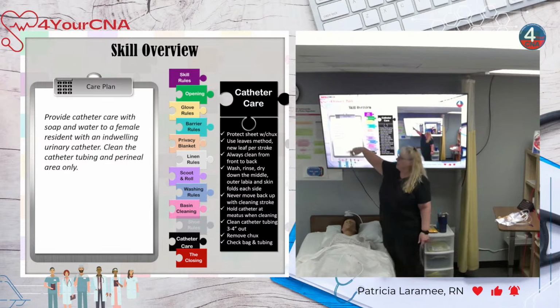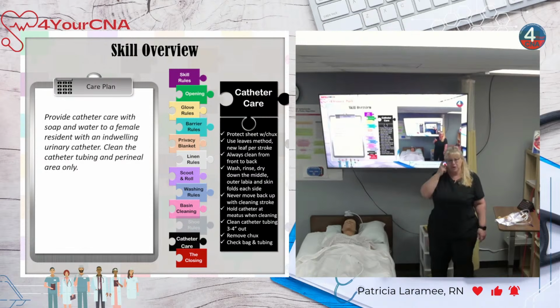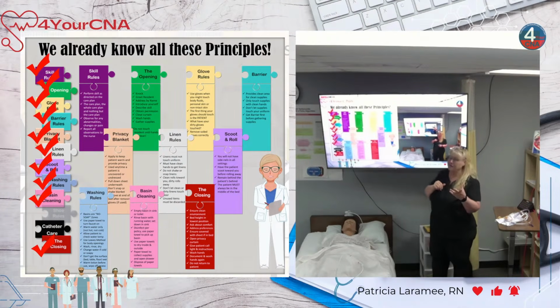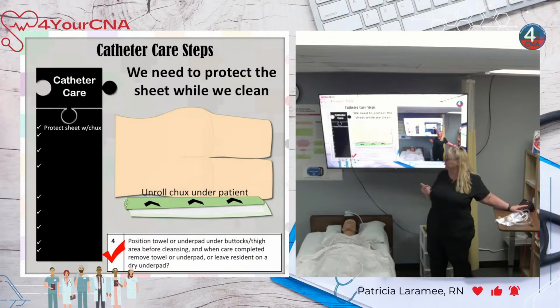Okay, so: provide catheter care with soap and water to a female resident with an indwelling urinary catheter. The reason they're having us do this on a female resident for the test is because the infection risk is higher. The urethra is shorter. That's not far for a pathogen to travel. Males still have a risk, but it's less. We're going to use all of these principles that we already know, but let's go over our skill-specific steps now that we understand what a catheter is and how they're used.